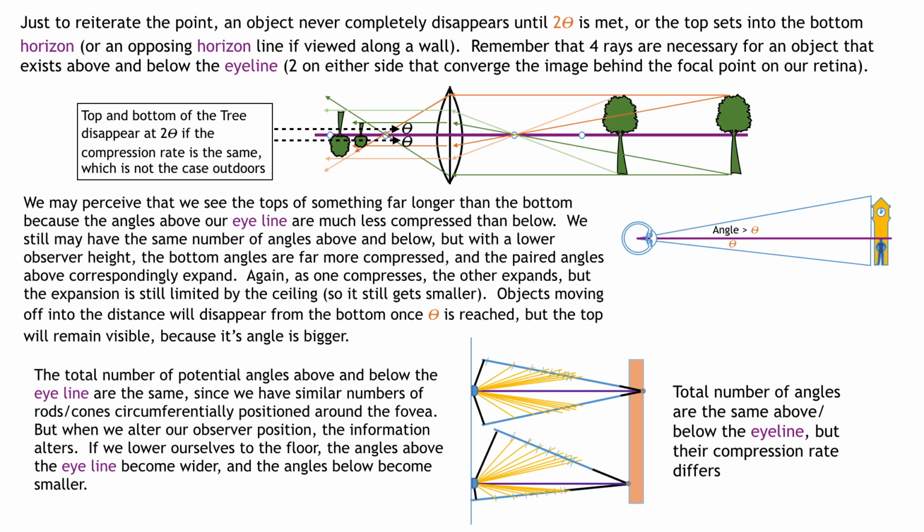So if we lower ourselves to the floor, the angles above the eye line get wider, I see more of the ceiling, and the angles below become smaller, I see less of the floor. But again, the floor is taking up 50% of my vision, the ceiling is taking 50% of my vision. I'm seeing less of the floor within that 50%, and I'm seeing more of the ceiling within that 50%. So I've kind of modeled that here.